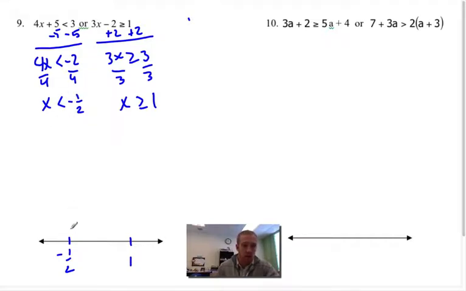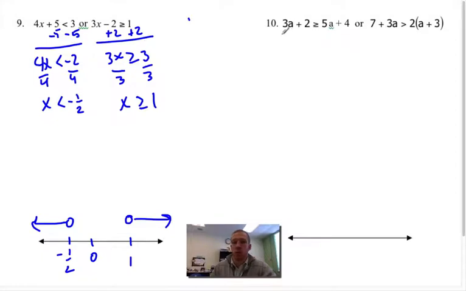This inequality says that x is less than negative 1/2. This inequality says that x is more than 1. So this is actually the resulting graph. Because it's an OR, you're allowed to have them point opposite directions. Alright, so here, a whole bunch of work on each one of these.